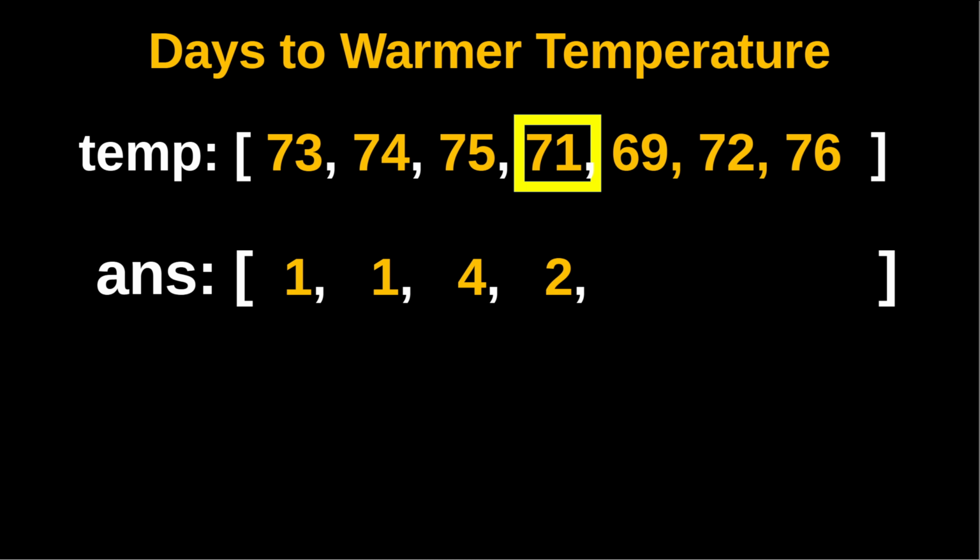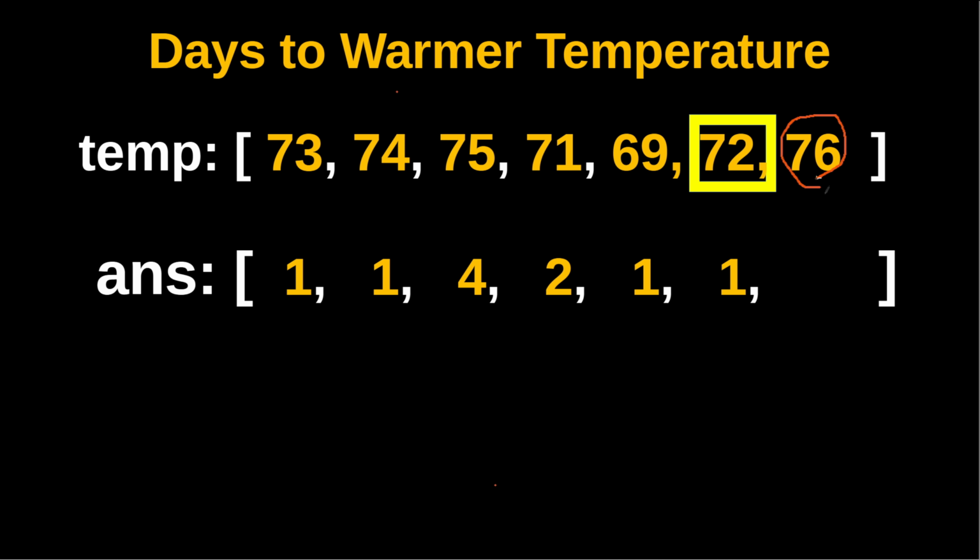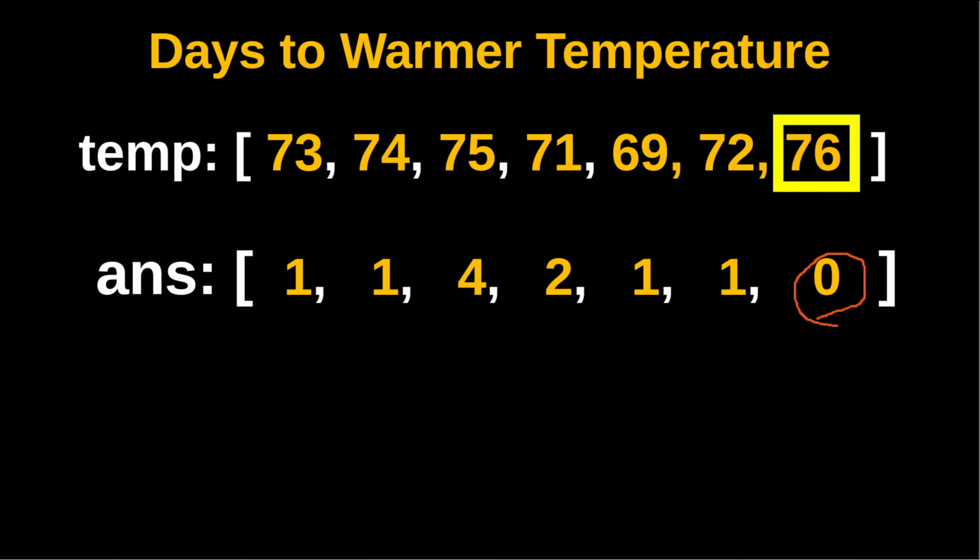The next item is 71. 2 days later, we see 72. That is the earliest time point when we see a higher value. So 2 goes in here. The next value is 69, and we only have to wait 1 day to get 72. We have 1 here. Next value is 72. The immediate right of 72 is 76. We only need to wait 1 day. And finally, we have 76. That's the end of the array. So the value is 0 because we are not able to find a higher value.